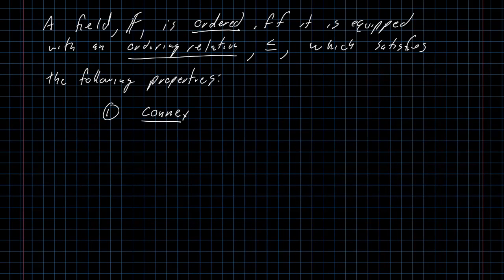The connex property says that everything is ordered. For any 2 elements, x and y, in the field, x is less than y, or y is less than x. There is a way to relate those two one way or the other.